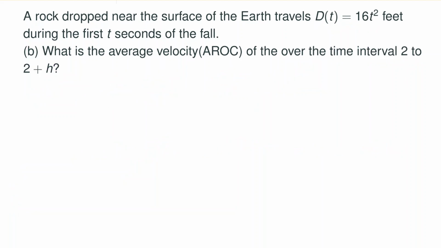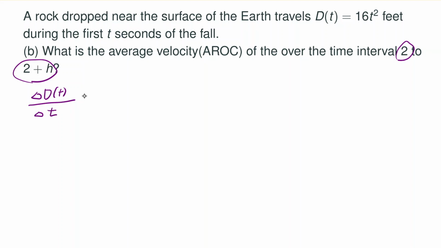A rock dropped near the surface of the Earth travels d(t) equals 16t squared feet during the first t seconds of fall. What is the average velocity over the time interval 2 to 2 plus h? So the idea for average velocity is always a change in quantity over another change in quantity: change in output quantity over change in input quantity, or change in dependent variable over change in independent variable.